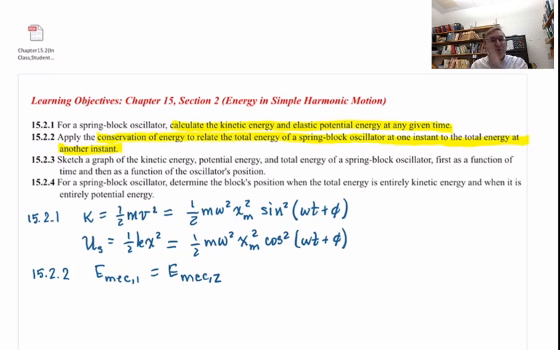Where in this back and forth motion is the mechanical energy entirely potential energy? Did you say at either extreme point, at plus x max or minus x max? Because at those two extreme points, I have the maximum stretch or compression of the spring, and the thing is momentarily at rest. There is no kinetic energy, it's all potential energy. Okay, those are the key ideas.